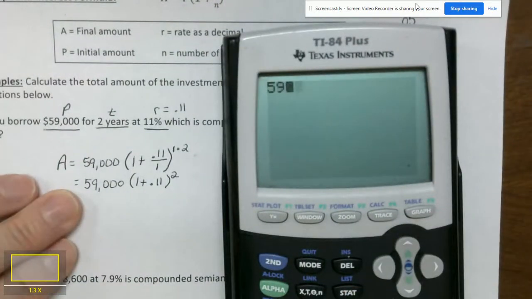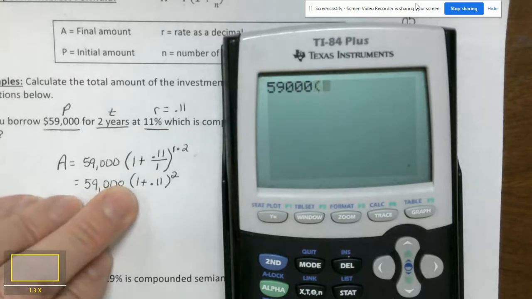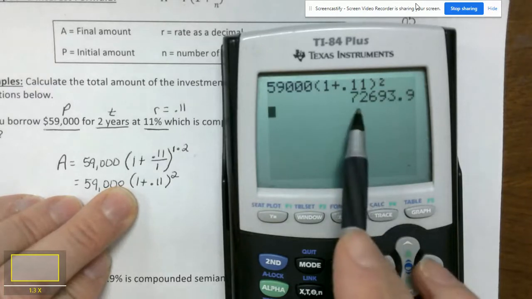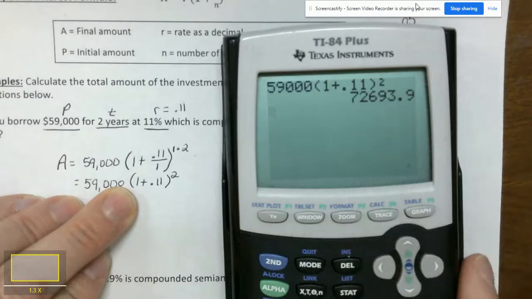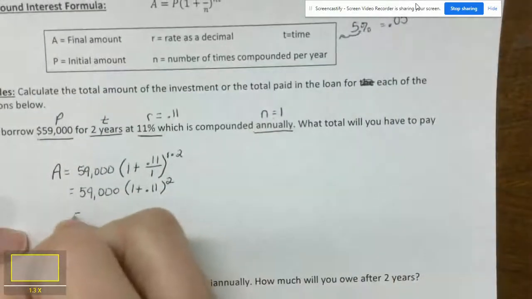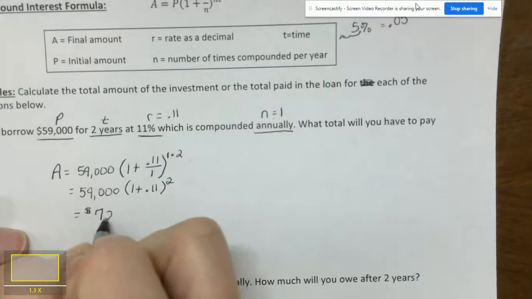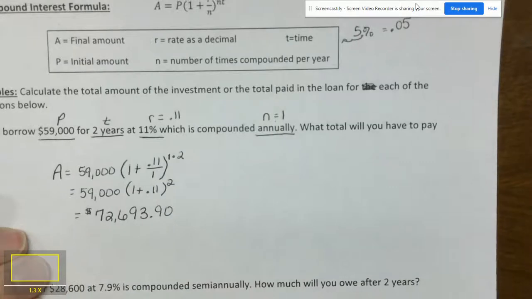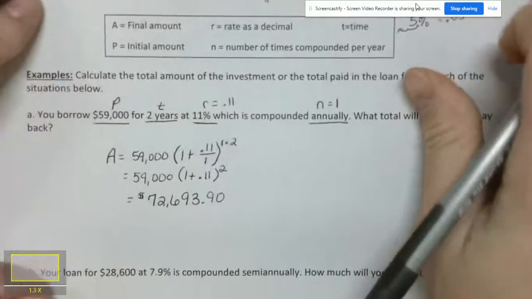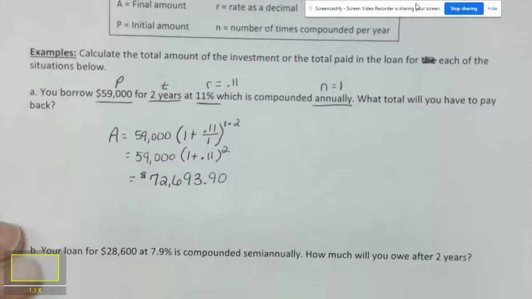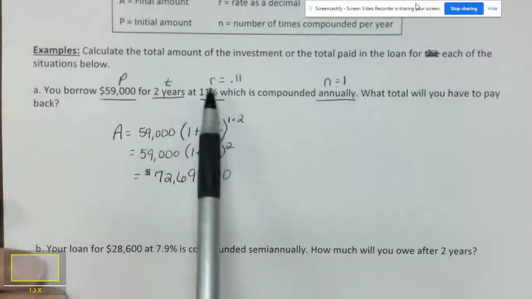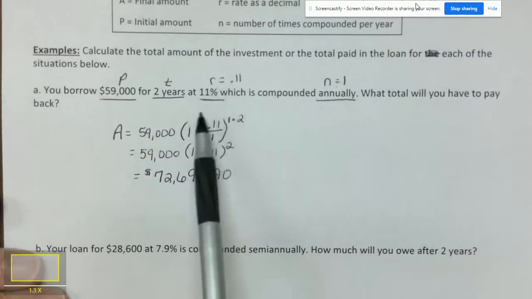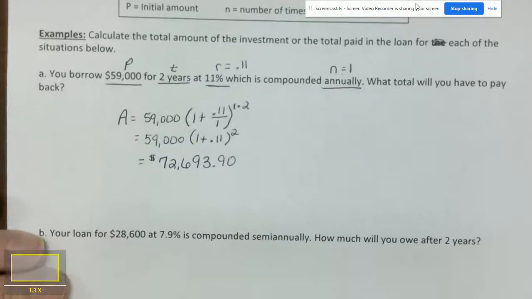So I've got 59,000, and then you're going to have to do an open parentheses, 1 plus 0.11, close your parentheses, and square it. Okay, we get $72,693.90. So after 2 years, we will have paid $72,693.90 to borrow that money, which, by the way, that's a high interest rate. So if anybody ever wants to do that to you, do not take that as a loan, okay?